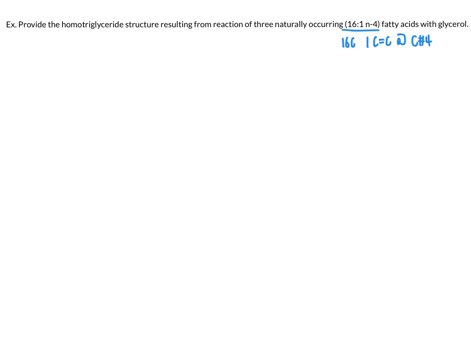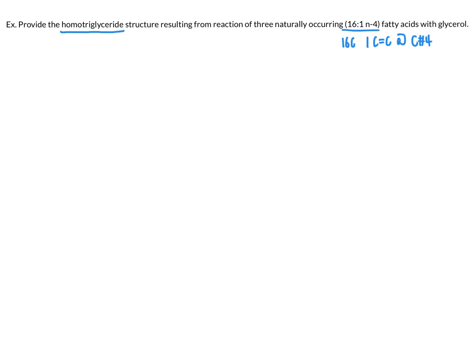We'll react 3 of those with glycerol to give a so-called homotriglyceride structure. The homo part there of the name refers to the fact that all 3 fatty acids are identical. If we were using 3 different fatty acids, we'd be creating a heterotriglyceride, and those 3 different fatty acids could be shown in any order within the product.